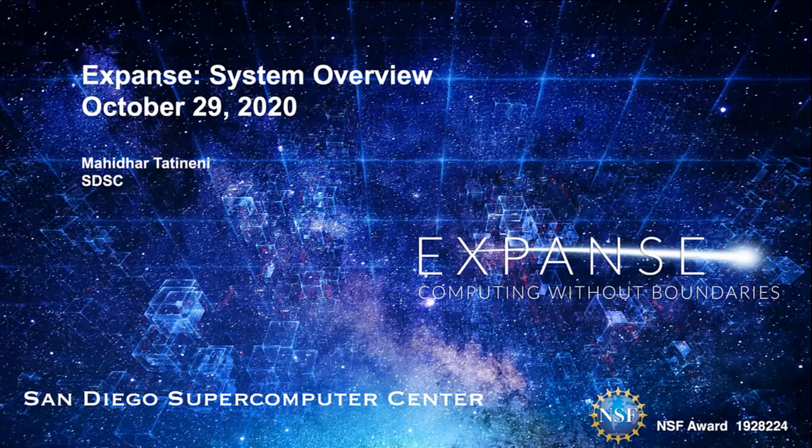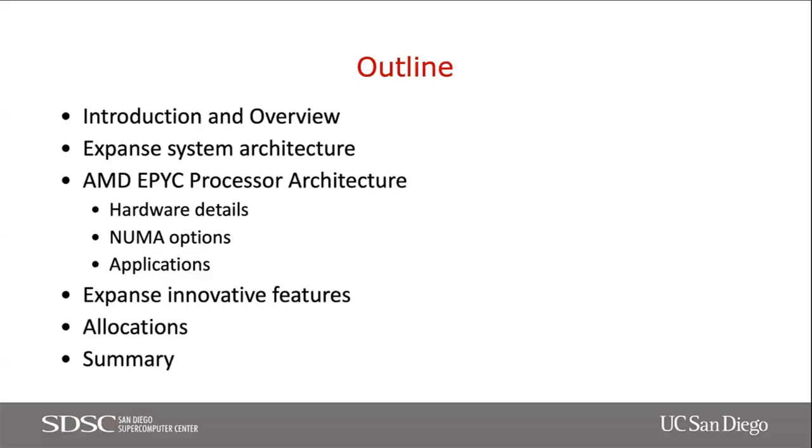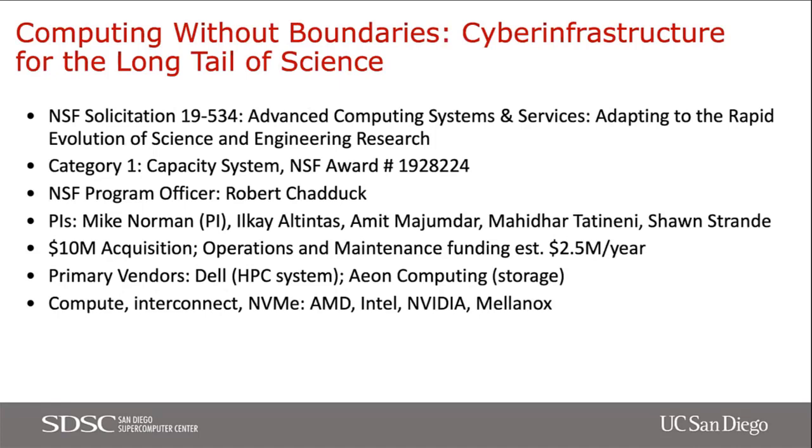So yeah, I'll start off with an Expanse system overview, and then in the second presentation, I'll go into how to run jobs on Expanse. So the outline of the talk, essentially just introducing the system, look at the system architecture, specifically look at the AMD EPYC processor architecture, the hardware details, the NUMA options, and basically how to use them, and then look at some of the innovative features in Expanse itself, and then talk about allocations and summarize what we look at.